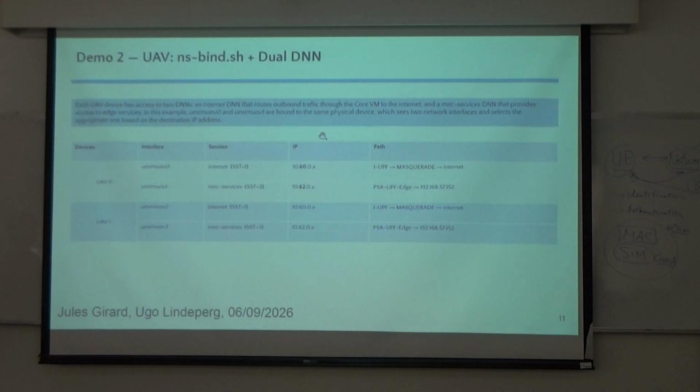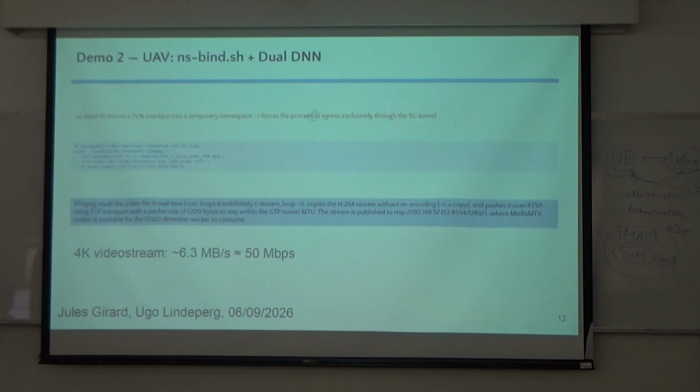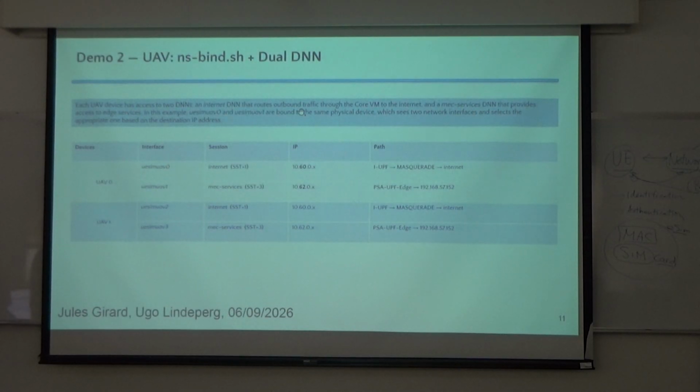So to simulate UAVs, because a UAV can communicate with the internet and the local edge server, each UAV has two different PDU sessions. So for UAV 0, you have two different interfaces, uesimtun0 and uesimtun1. The first interface is on slice SST1, and the second interface is on slice SST3. So they have different IP addresses, and you can ping different services.